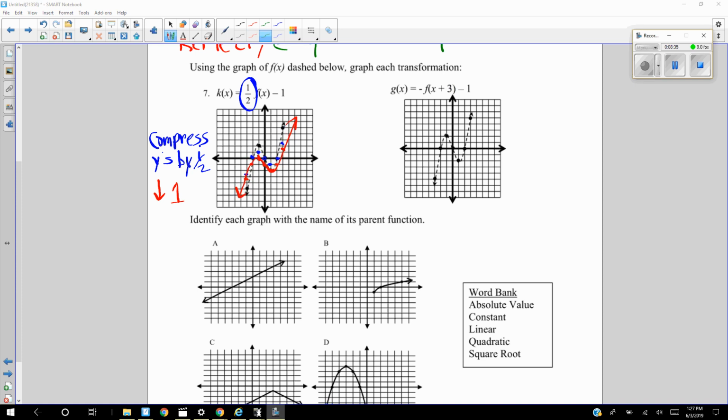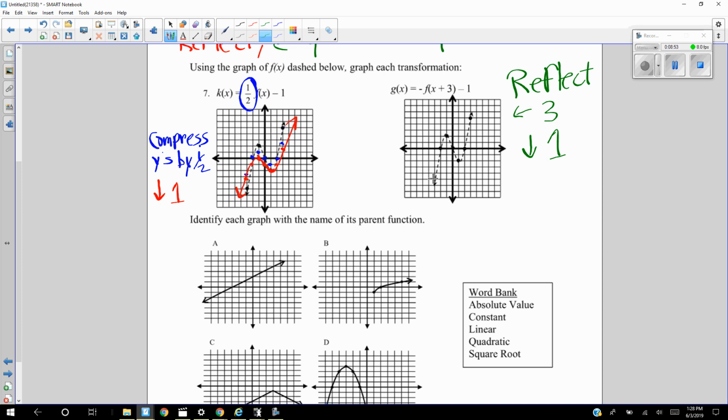Second part of 7, I guess. This is a reflection. Negative out front. +3 on the inside. It's going to shift us left 3. -1 on the inside is down 1. So I'll start with the reflection.